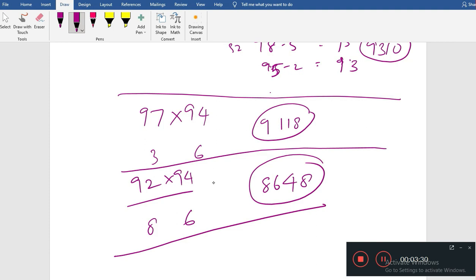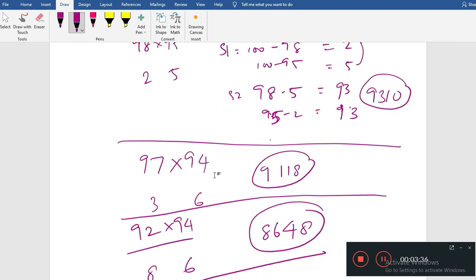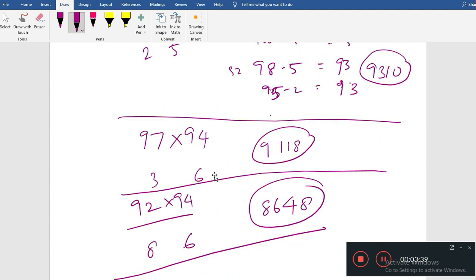We will see various types of methods. All the numbers which we have seen here are below 100. We will also see numbers above 100 in the successive videos.